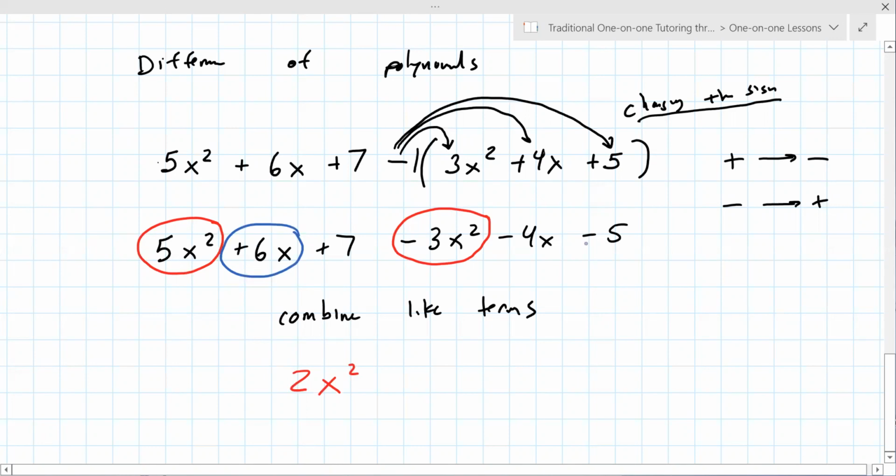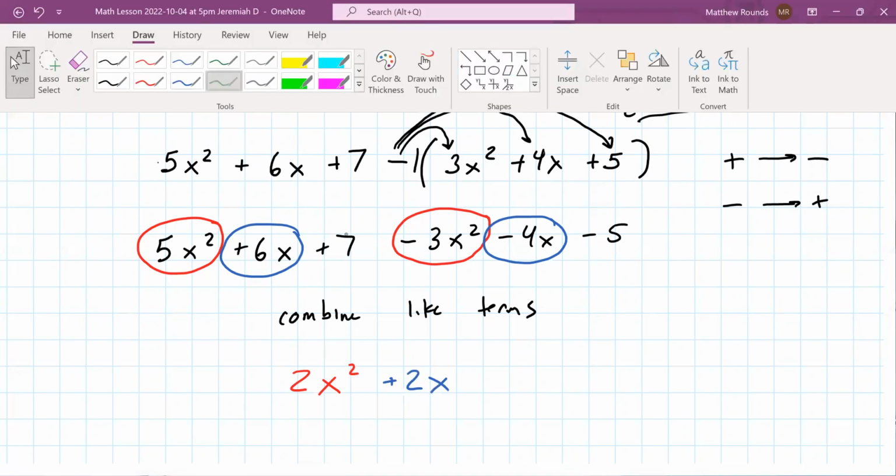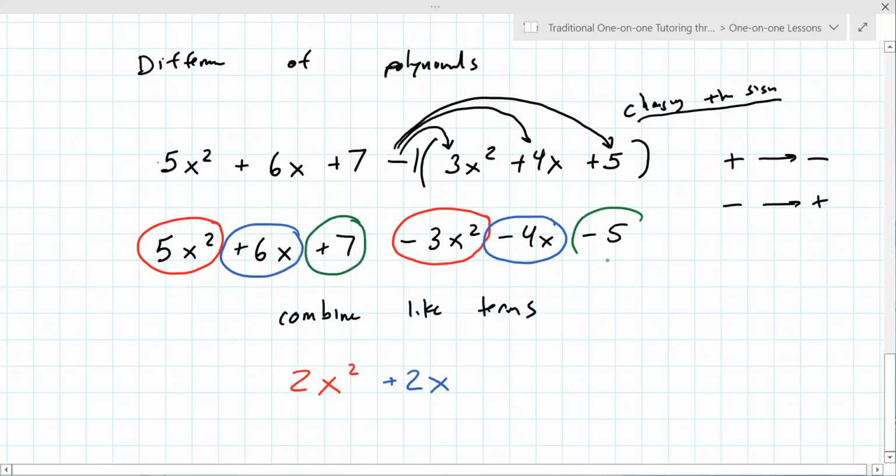And then you do the same thing for positive 6x. See how that operator goes with it? And then minus 4x. What do you have now? 6x minus 4x is 2x, good. And then you do the same thing for the constants here. So it's 7 minus 5, which is 2.